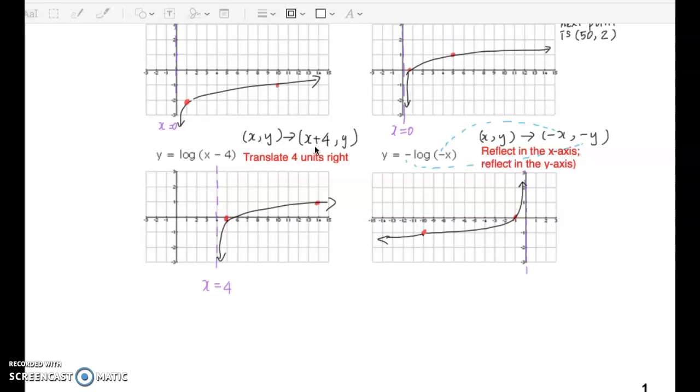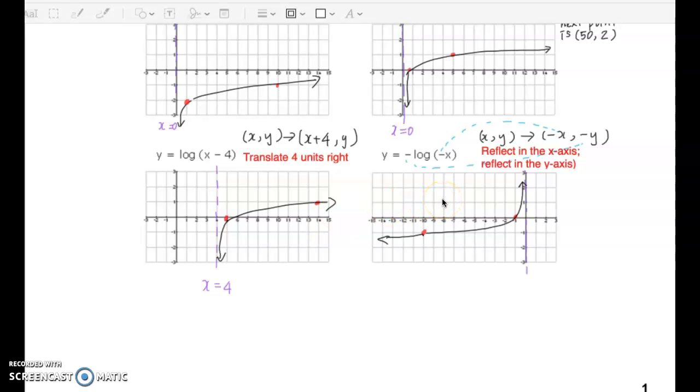This particular transformation does affect the position of the vertical asymptote. So don't forget that now you have to show the shifting from x equals 0 to x equals 4. And then for your key points, we went from (1, 0) to (5, 0). We also went from (10, 1) to (14, 1).